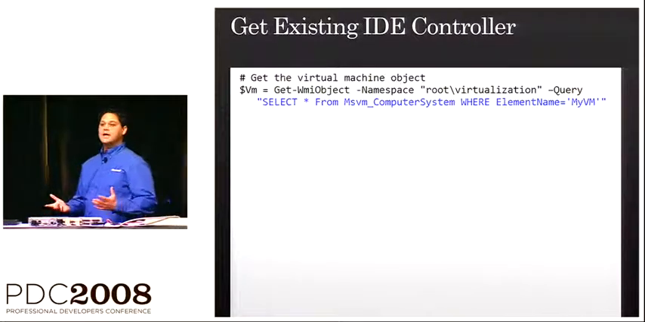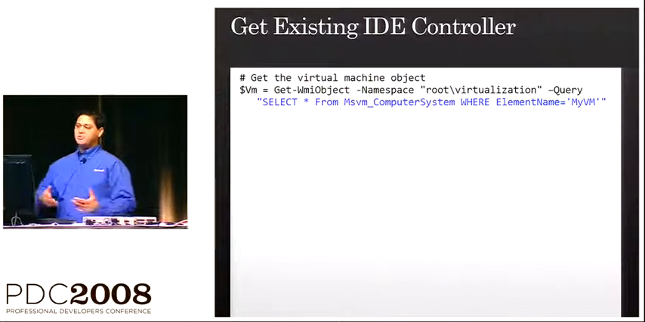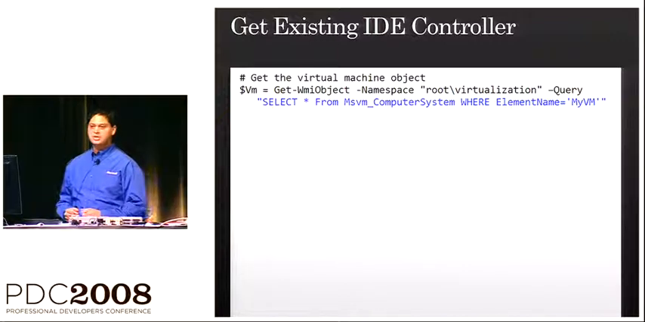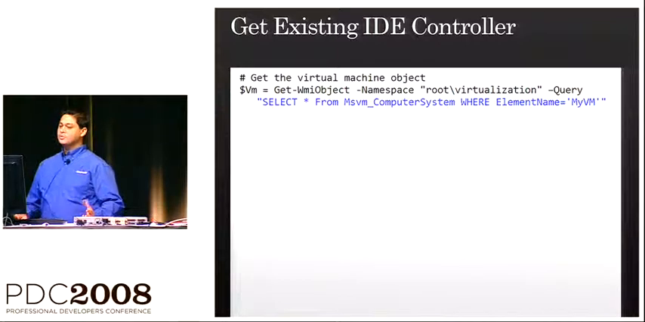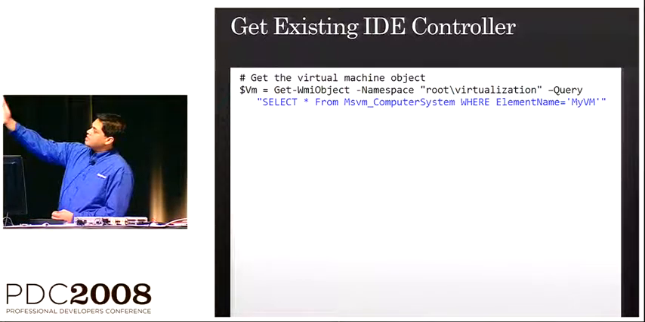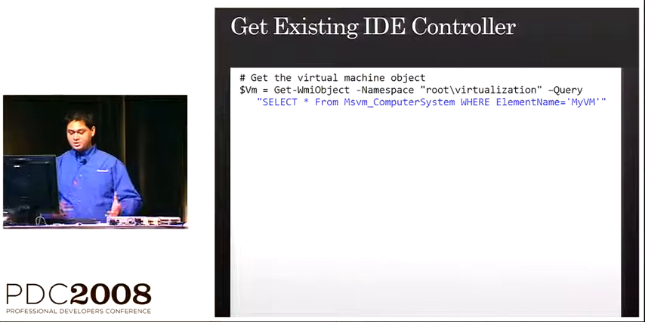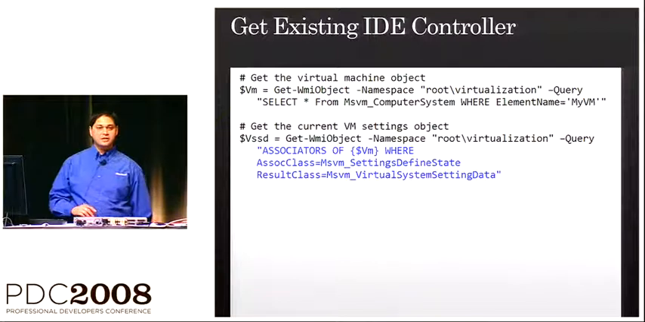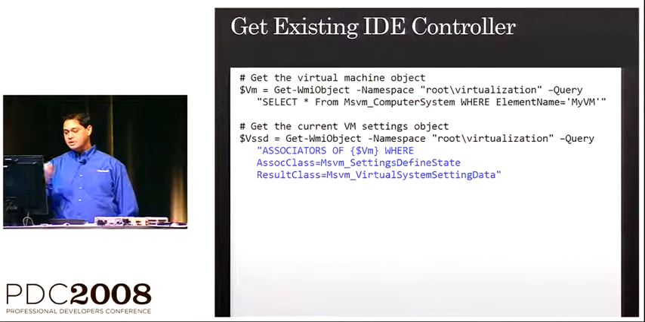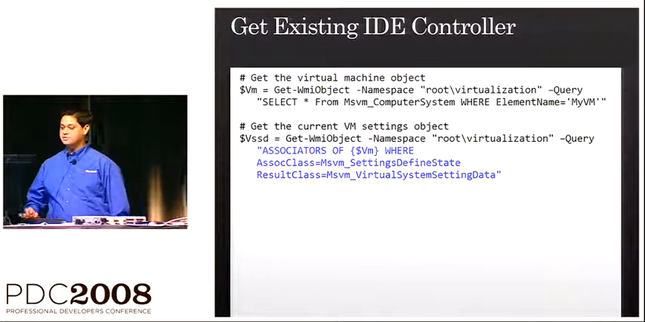So in order to actually add a VHD or a pass-through drive to a VM, let's take IDE for instance. First thing you need to do is go get an instance of the controller that exists in the VM. So here we are. We're going to get an instance of MSVM_ComputerSystem whose name is myVM. That'll go and retrieve an instance of the VM. We need to follow that over to the virtual system setting data object using the settings defined state association. This is going to give me the current instance of the settings for the VM.